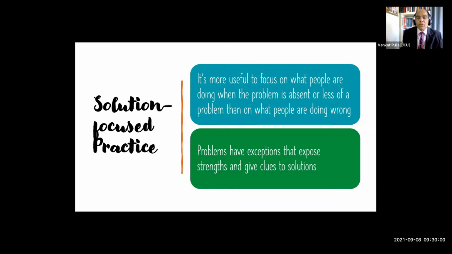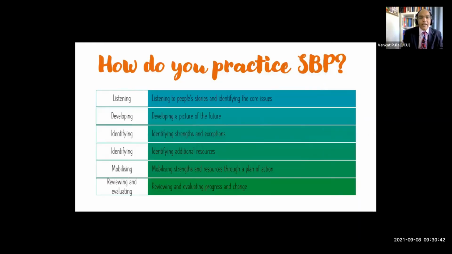It's more useful to focus on what people are doing when the problem is absent or less of a problem than what people are doing wrong when it is present. Of course, problems also have exceptions that expose strengths and give clues to solutions. COVID-19 throughout the states, in various capital cities, some people have done something different. And they did that as a result of their creativity, their ingenuity, and their thinking itself. So those are the kind of exceptions that we possibly can look at.